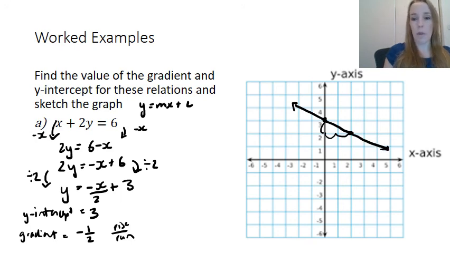And last of all, remember, we are going to label it. So I'm going to label it in the form of y equals mx plus c, so y equals -x over 2 plus 3, or you could put that original formula as well.